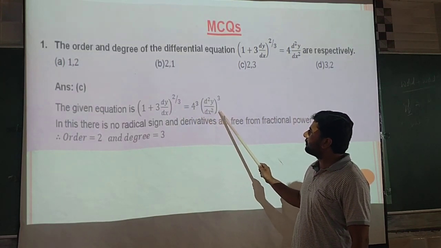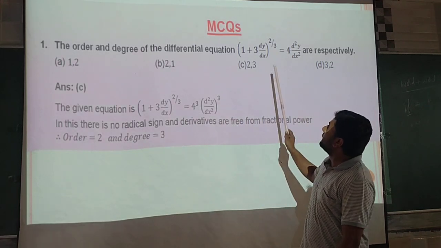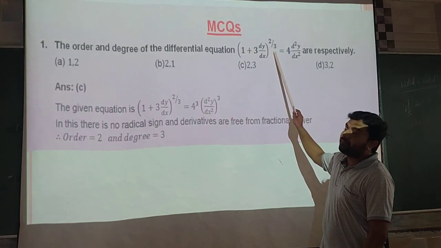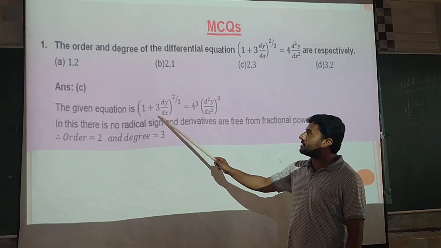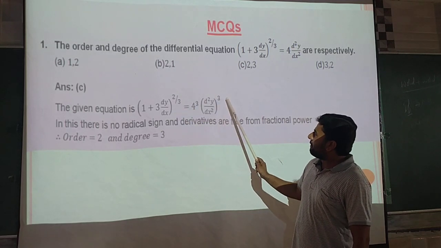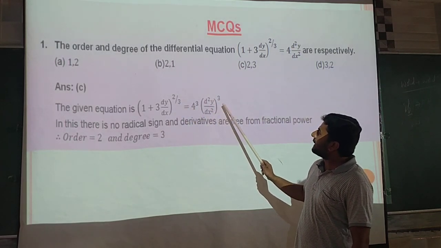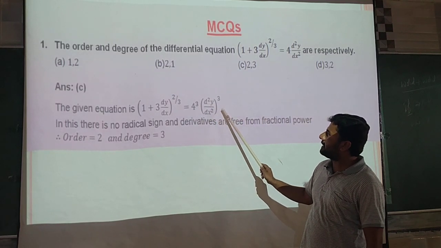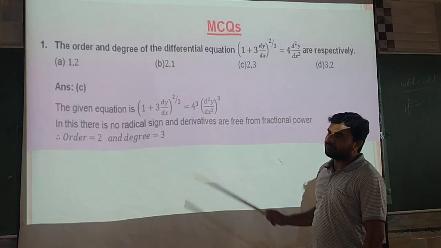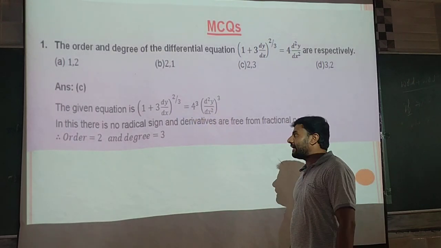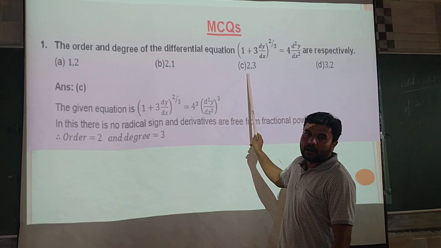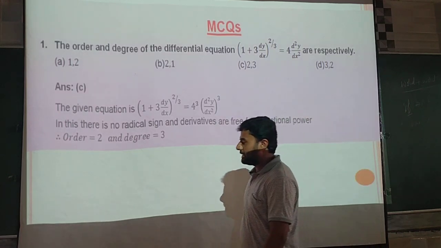d square y by dx square, because the given differential equation (1 plus 3 into dy by dx) whole to the power of 2 by 3 has a fractional power. So if we cube both sides, the 3 cancels, and the power remains 2. On this side, since we cubed it, 4 cube into (d square y by dx square) whole to the power of 3 remains. So the highest order of the derivative in the differential equation is 2, and the power of the highest order derivative is the degree, which is 3. So order is 2 and degree is 3. Option C is the correct answer.